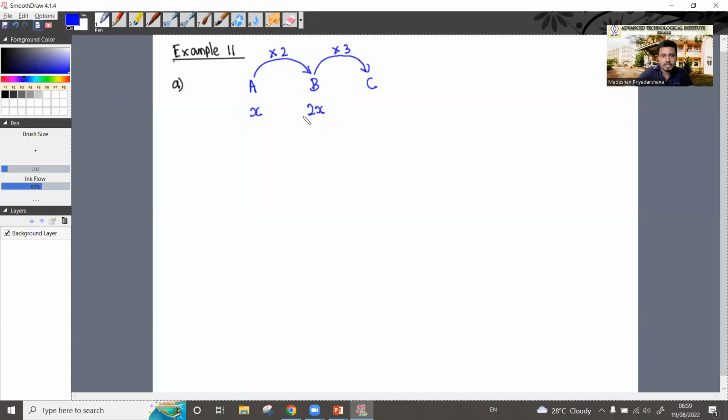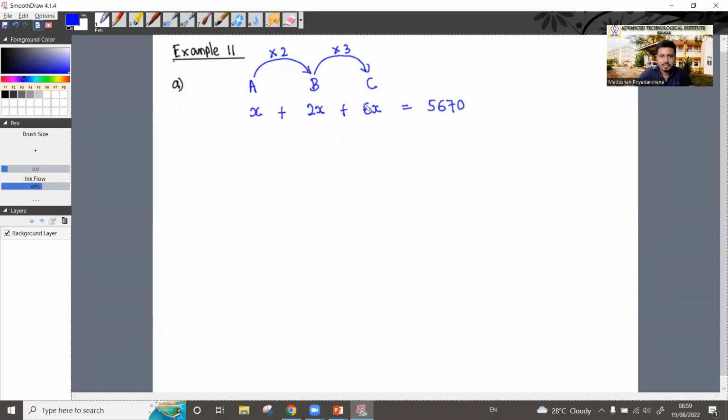So now this is the amount that B gets, that is 2x. 3 times of this is how much? 2x into 3, that is 6x. So this is the amount that is going to be received by A, this is the amount that is going to be received by B, and this is the amount that is going to be received by C. If we sum these up, that should be equal to what? The total amount is 5,670 rupees.